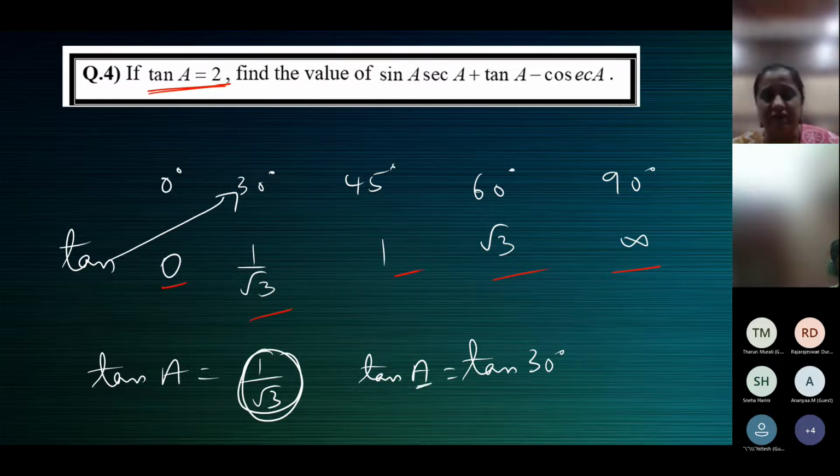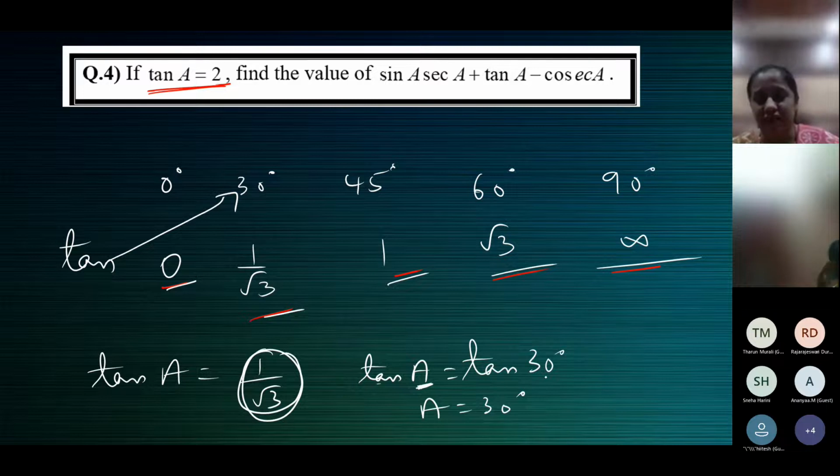Tan A is equal to tan 30 degrees. That means on comparing both the sides, A is equal to 30 degrees. So you can find the angle. If the value is one of the standard values here, you can find the angle itself. So tan A is equal to 1 by root 3 can be written as tan 30.